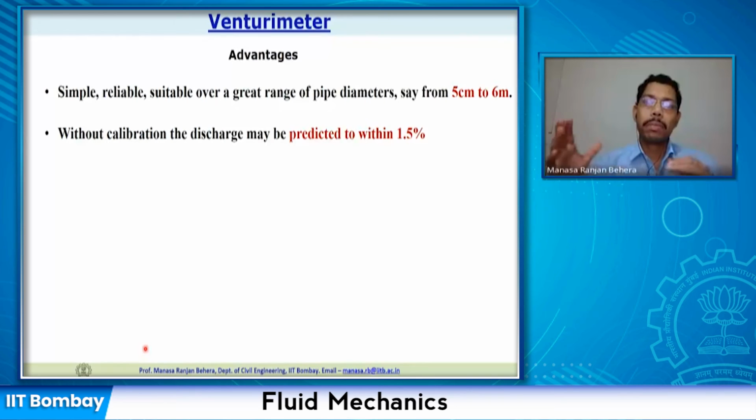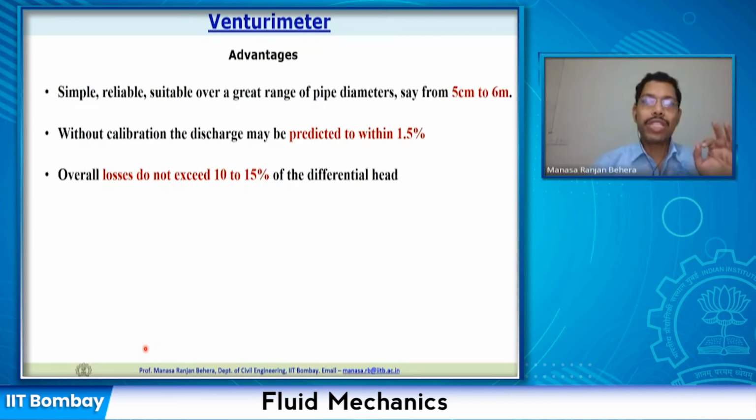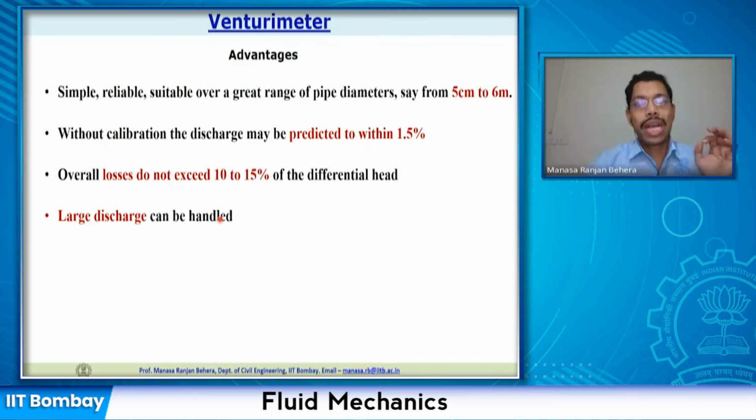So the application is quite wide, and without calibration, the discharge may be predicted within a very small range. The error could be minimized up to 1% or 1.5%, which we have seen, as the CD could go up to 98% or 0.98. So without calibration also, this is going to be very accurate. Overall losses do not exceed more than 10 to 15%. So we have seen that the losses are going to be very small. In the worst case also, it cannot exceed this amount. Okay. So large discharge can be handled because it can be used for large diameter pipes.